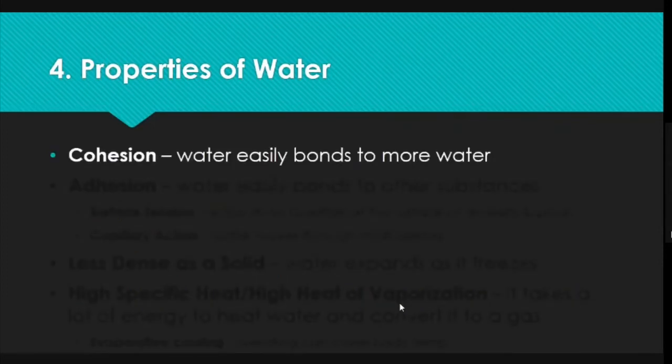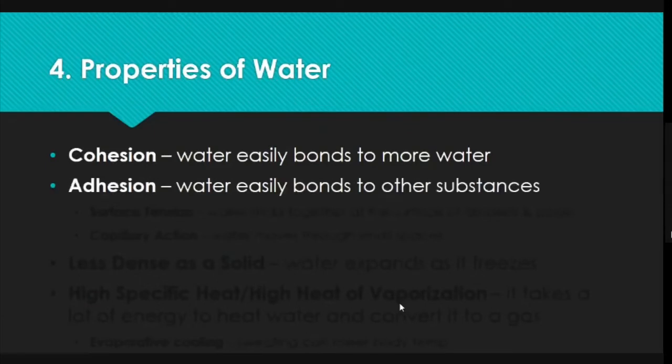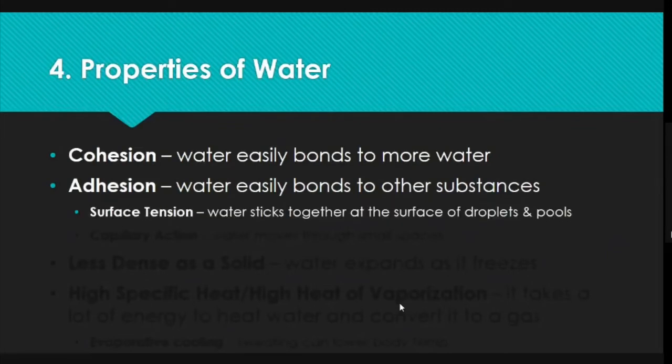Some of the other properties of water that you might remember: cohesion. Water easily bonds with other water. Adhesion, which is where water kind of sticks to other substances. And then some of the properties that come from those: surface tension. Whenever you have a puddle or a droplet, the water molecules at the surface hang together really closely. That's why it forms that orb or that dome shape. You can rest small objects on top. They're not floating, but you can rest like a paperclip on top of clean water.